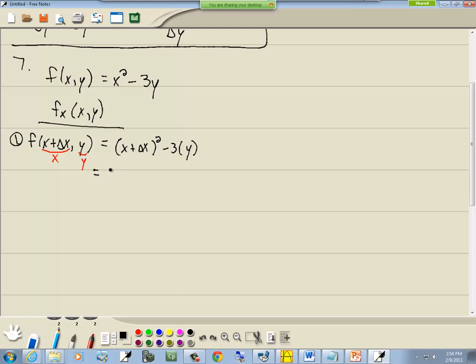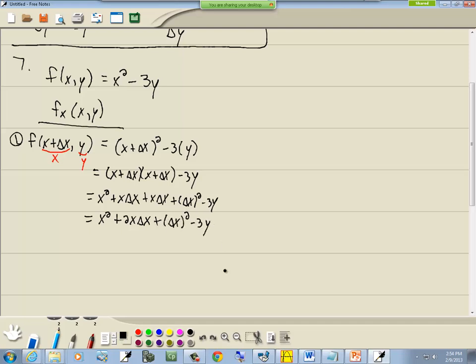So this gives us x plus delta x times x plus delta x, that's what squared means, minus 3y, equals x times x is x squared, x times delta x is x delta x, times x is x delta x, times delta x is delta x squared, minus 3y. Now the x delta x's are the same here, so you add the numbers in front, and we get x squared plus 2x delta x plus delta x squared minus 3y.